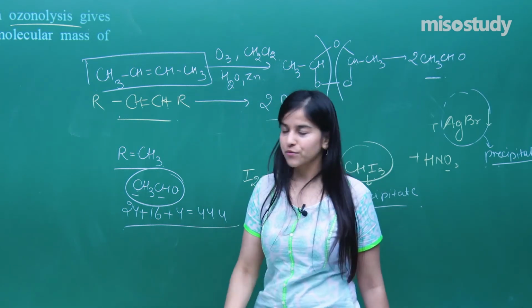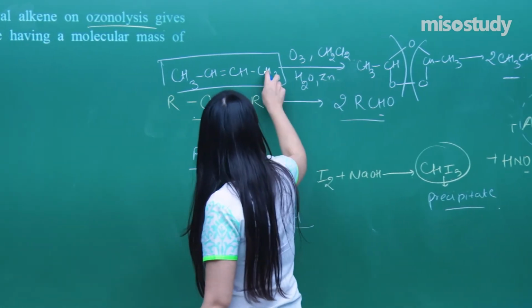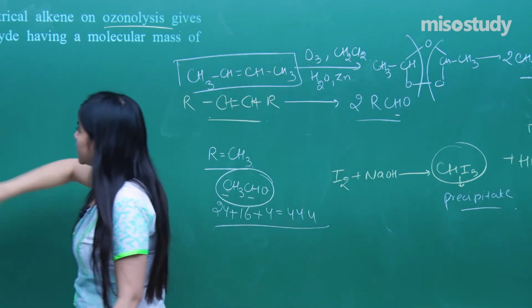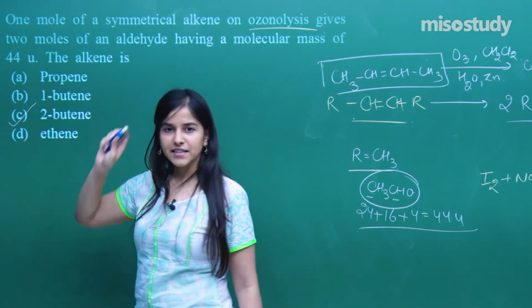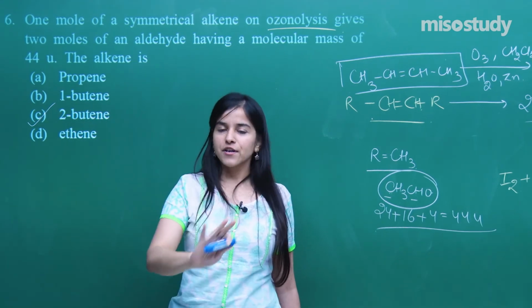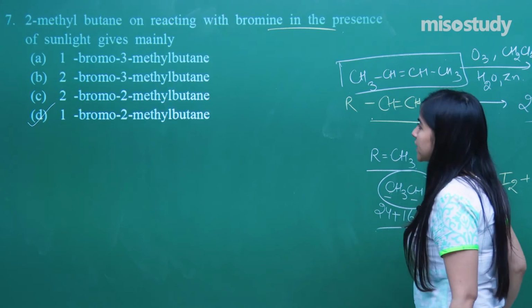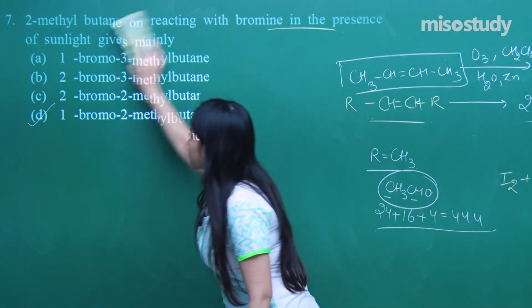I hope everybody is very clear to it. So what is this? But-2-ene is the answer. 2-butene is the answer. C is the answer. I hope everybody is clear with the concept. Let us just move on to the next question. What does it say?